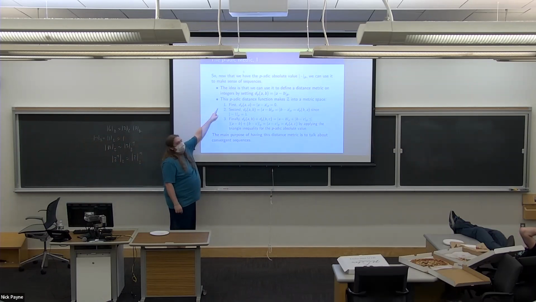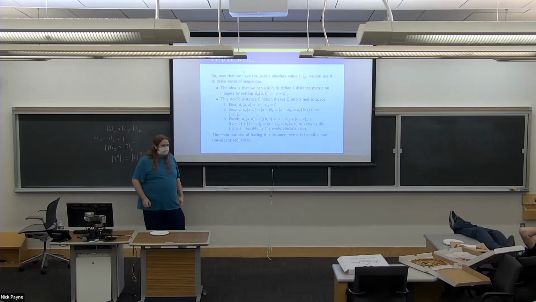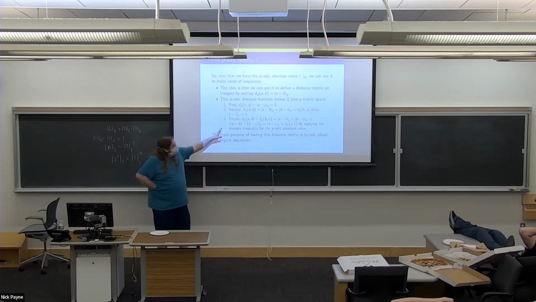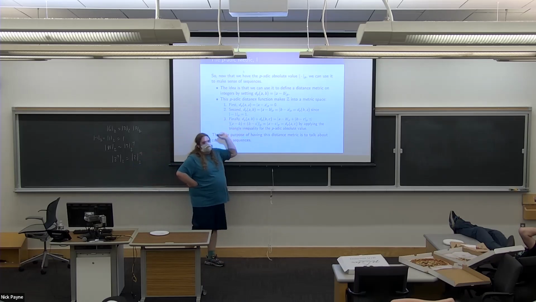Let me tell you specifically how sensible. First, the distance between anything and itself is 0. I feel like that's a pretty sensible distance function thing. Second, the distance function is symmetric. The distance from A to B is the same as the distance from B to A. And then finally, the distance satisfies the triangle inequality.